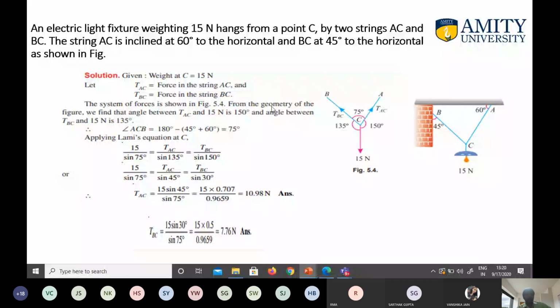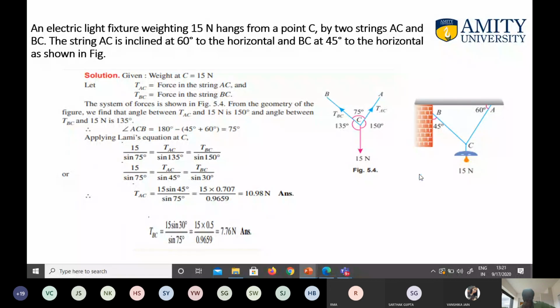An electric fixture having weight 15 Newton hangs from the point C by the two strings AC and BC. You can see this is the string AC and this is the string BC. So this is the electric fixture here, you can call it a bulb also. It is hanging from the point C and two strings are there. String AC is inclined at 60 degree to the horizontal and BC at 45 degree to the horizontal, as shown in the figure. So what you have to do is calculate the tension in the AC part and in the BC part.